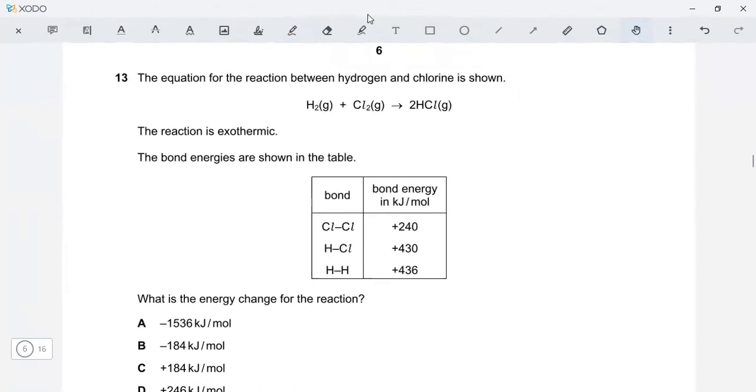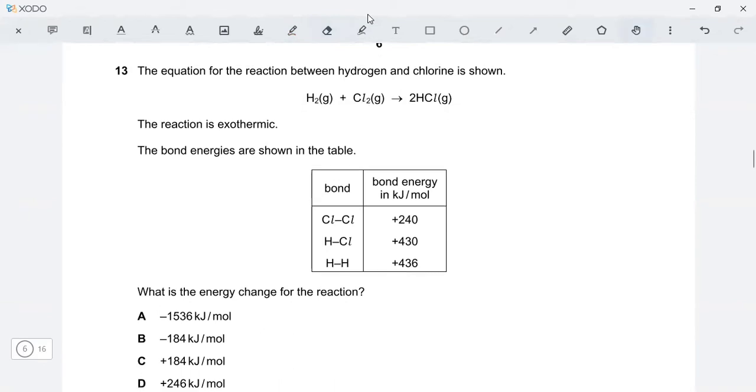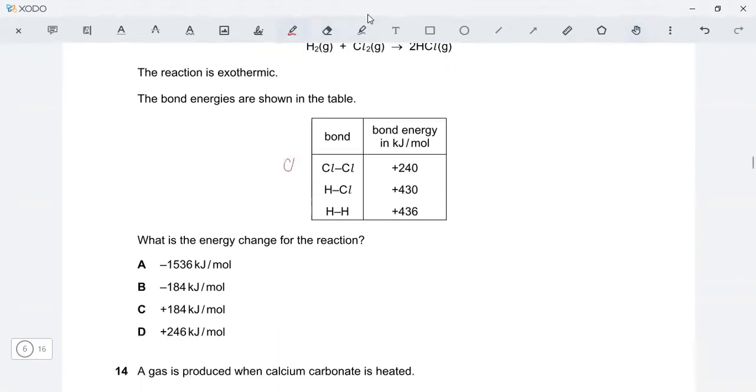13. The equation of the reaction between hydrogen and chlorine is shown. This is the chemical equation you can find. The reaction is exothermic. The bond energies are shown in the table. Can you see the bond energy for chlorine? This is for chlorine, this is the HCl bond energy, and this is the hydrogen bond energy. What is the energy change of the reaction? They're asking about delta H, enthalpy.